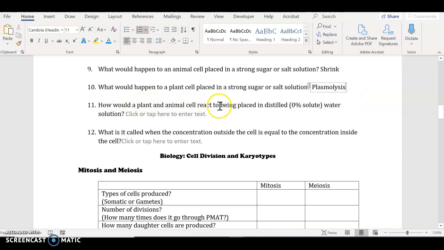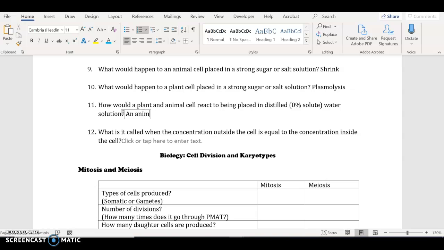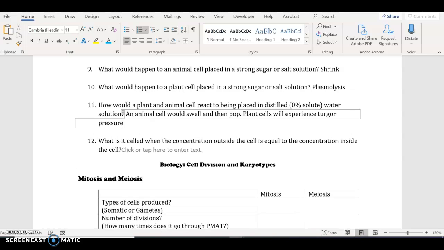How would a plant or animal cell react to being put in distilled water? That's pure water, so that's about as hypotonic as you can get, which means your cell is hypertonic and the water is going to go into your cell. So an animal cell would swell and then pop. Plant cells are not going to pop. Instead, plant cells will experience something called turgor pressure. That's when the vacuole fills up and pushes against that cell wall.